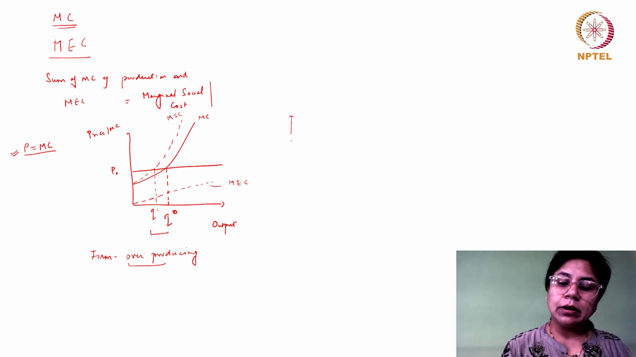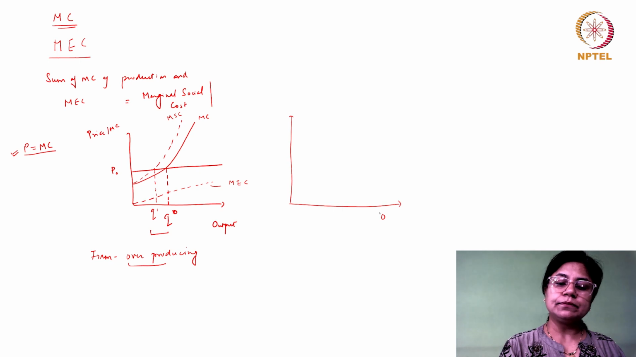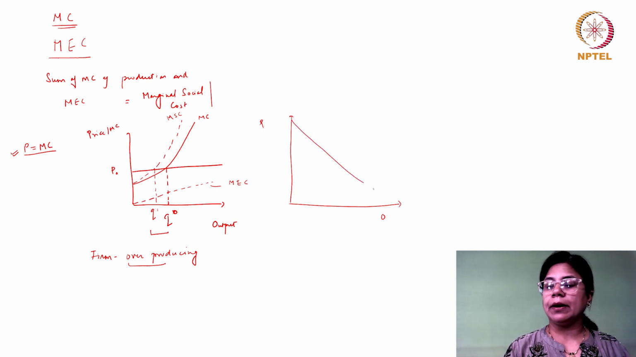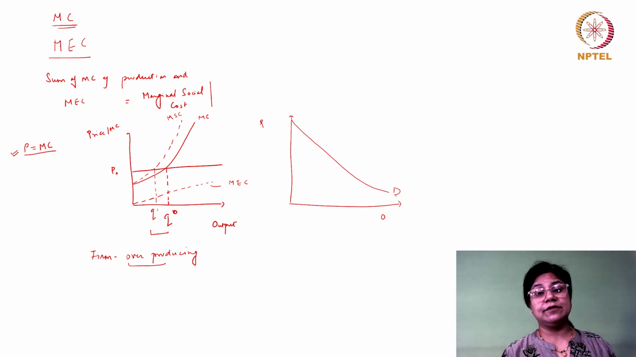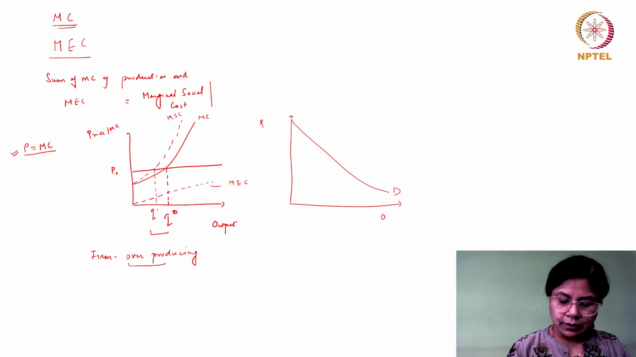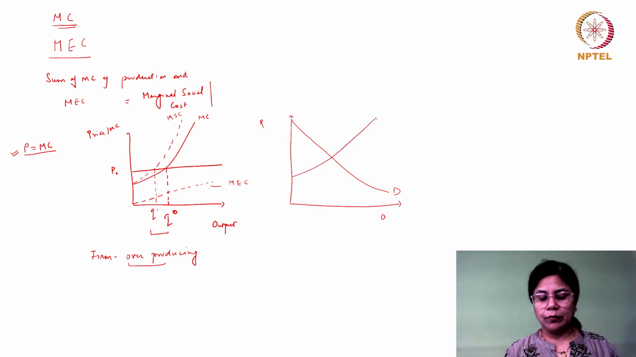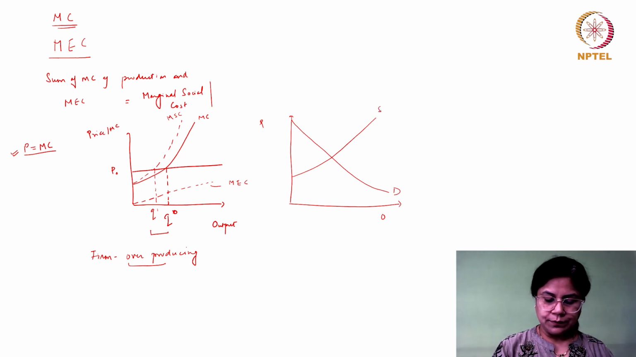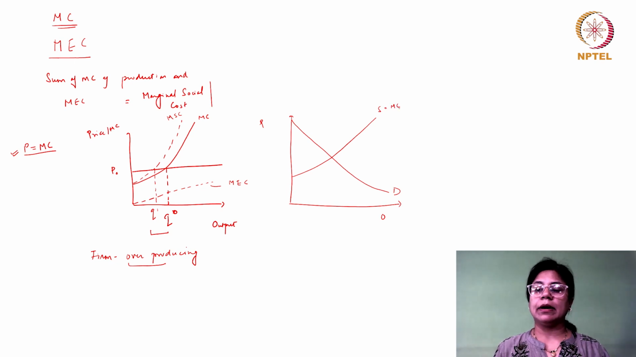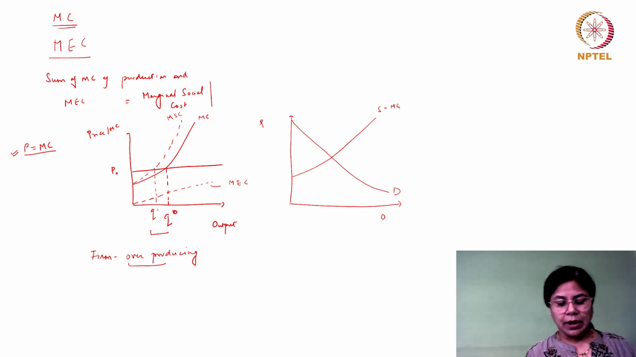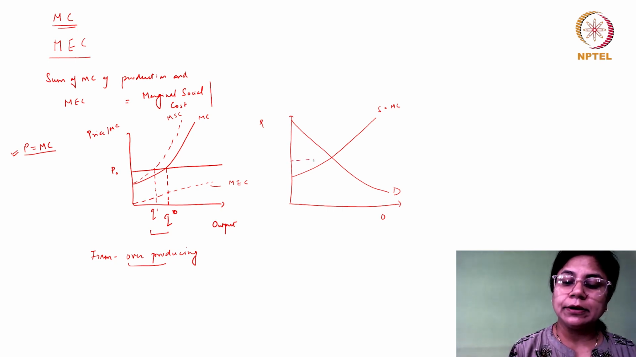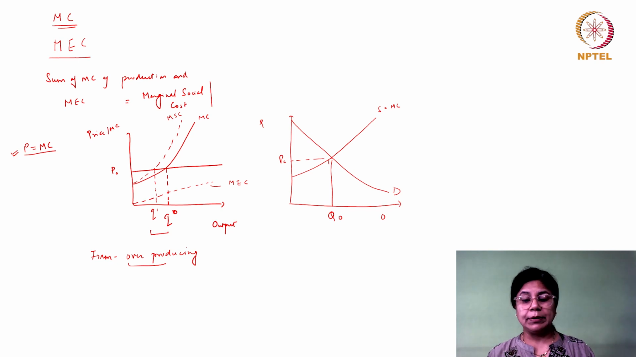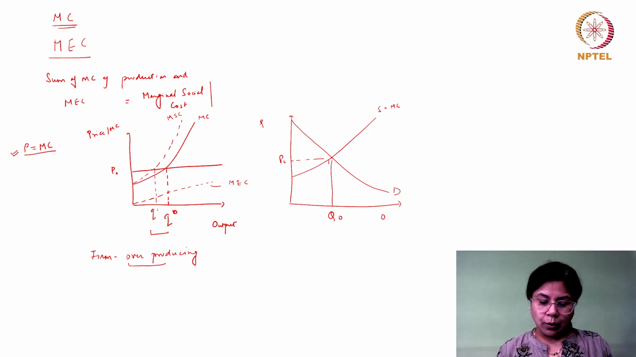In the industry, with the assumption that all the firms have the same cost structure, suppose this is a demand curve in the particular market of the hides, let us say, and then you put together the supply curve, which is the sum of the marginal cost of all the firms in the industry. Based on that, once again the price is determined at P naught and the output is determined at Q naught. When we use this capital Q, we are essentially highlighting the industry output.